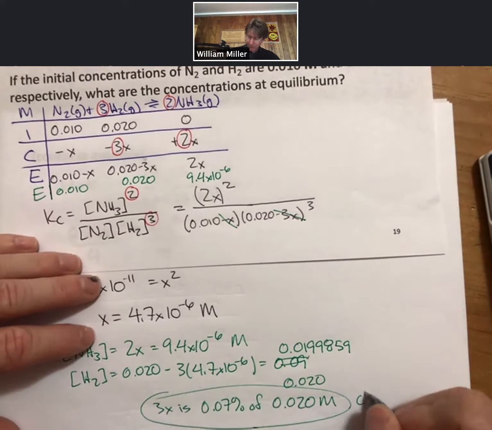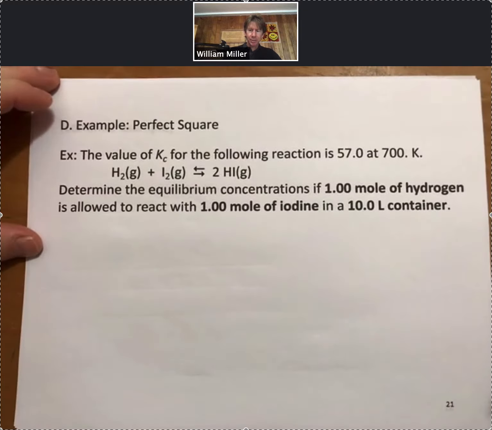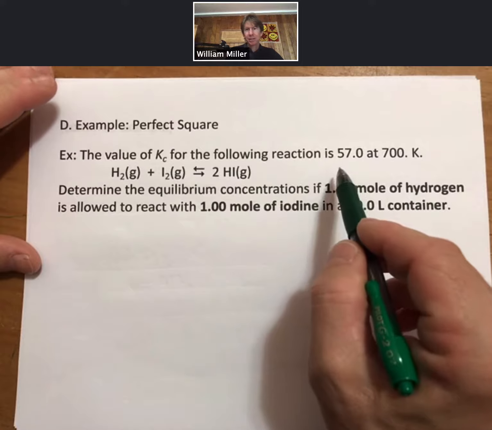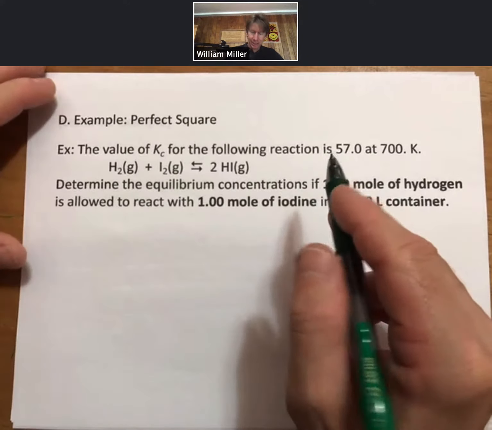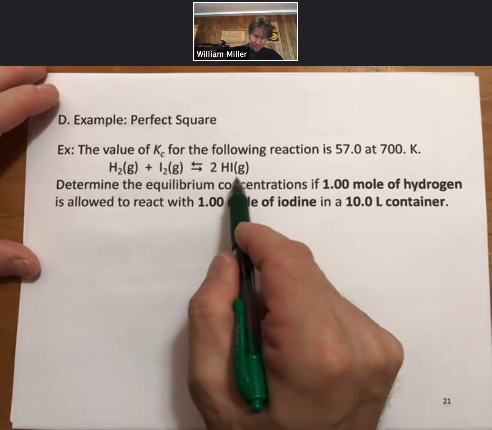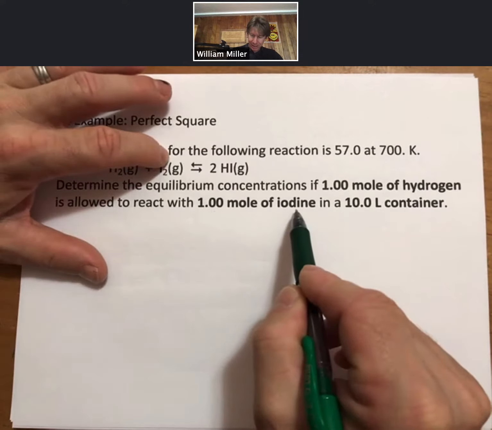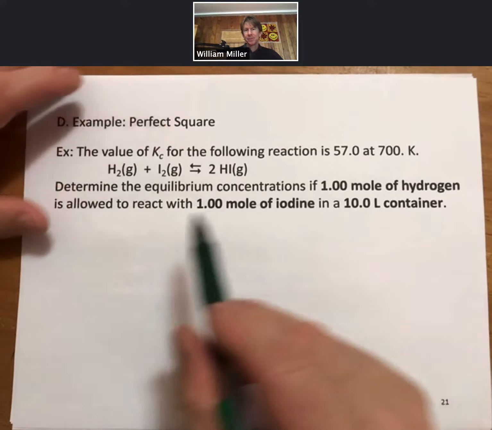Let's do another one. This example is called the perfect square, and here we go. This time it says the value of Kc is 57, so Kc is definitely not small. We have our reaction. Determine the equilibrium concentrations if 1 mole of hydrogen is allowed to react with 1 mole of iodine in a 10-liter container.